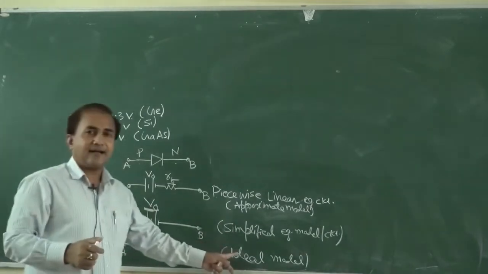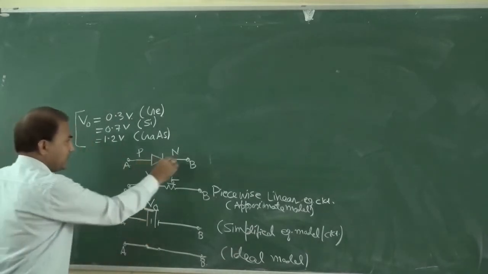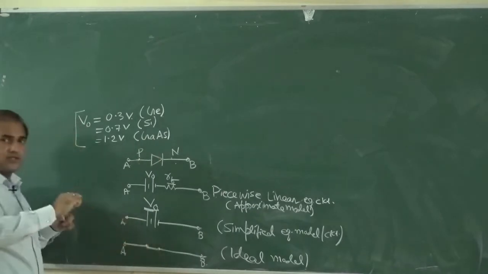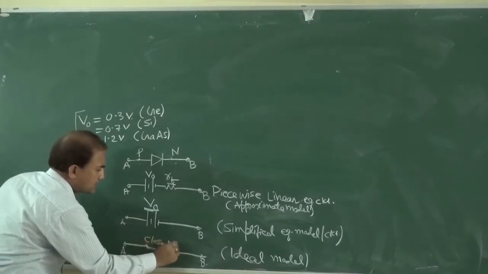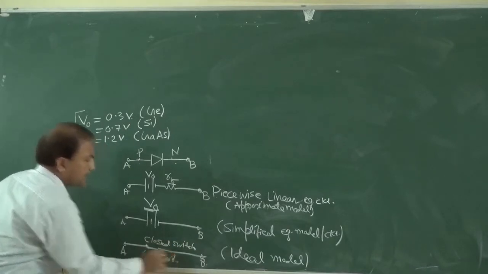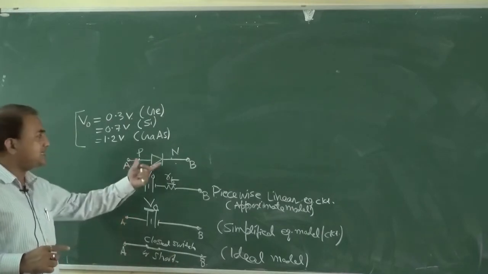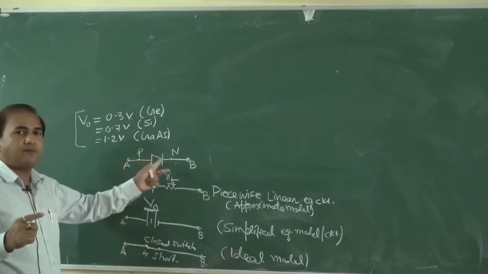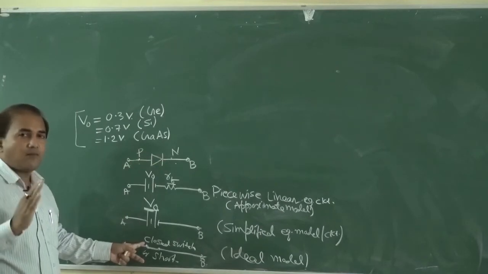Now in case of the ideal model, we can replace this diode with a closed switch, or short, in the ideal model. If we are considering this PN junction as an ideal diode, then the resistance offered by the diode is equal to 0 and V0 is equal to 0 in forward bias condition.